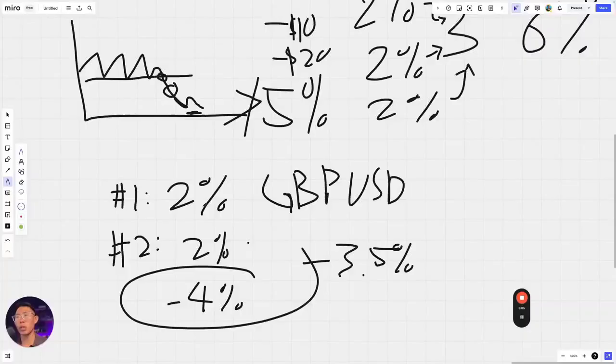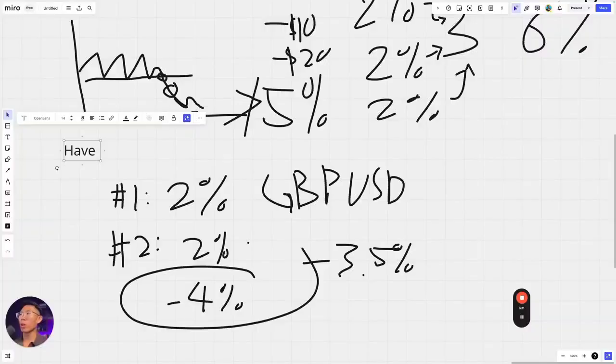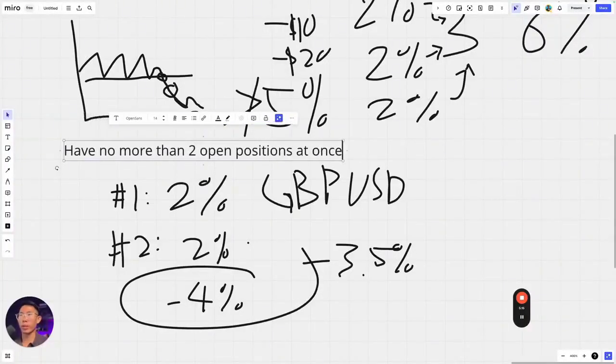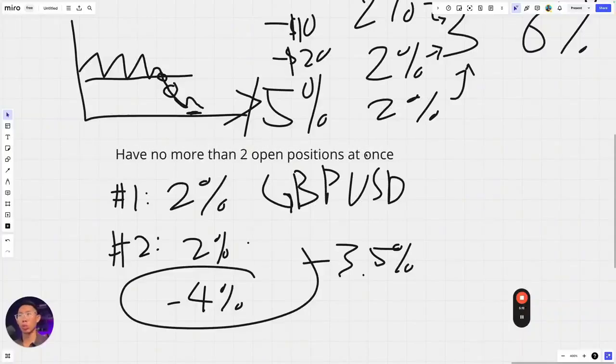So if you use the 2% rule, at any point of time, you should have no more than 2 open positions at once. So stick to this rule. If your maximum account exposure is 5% and you're risking 2% on each trade, at no point of time should you have more than 2 positions open at once.